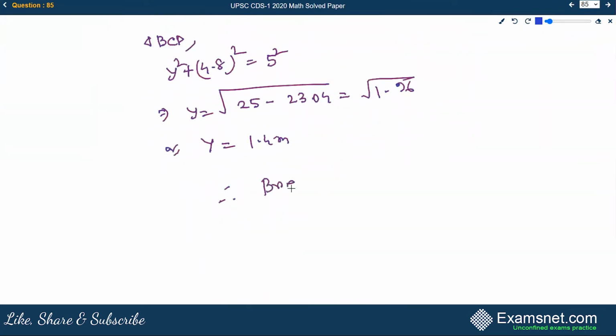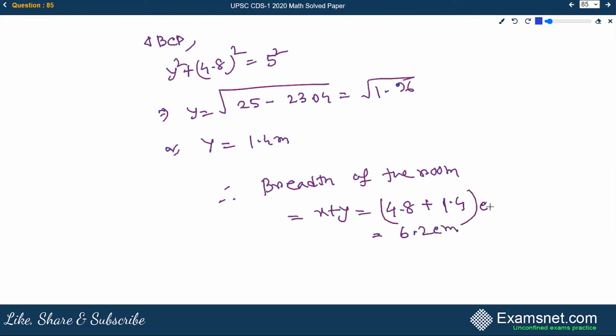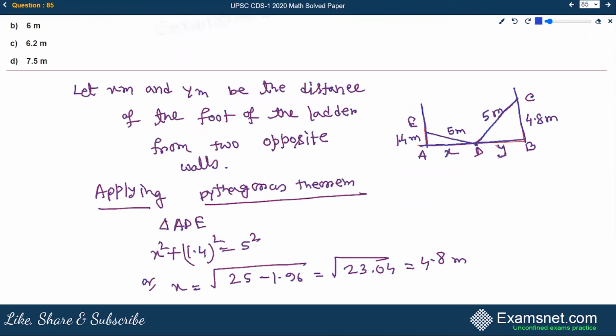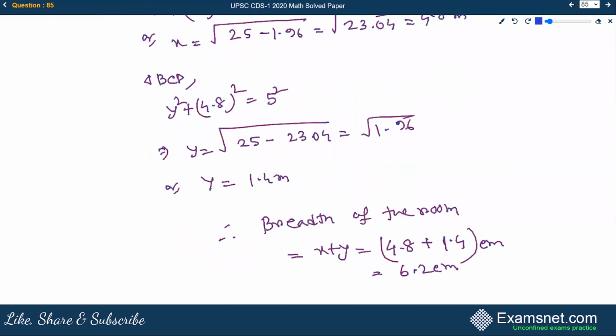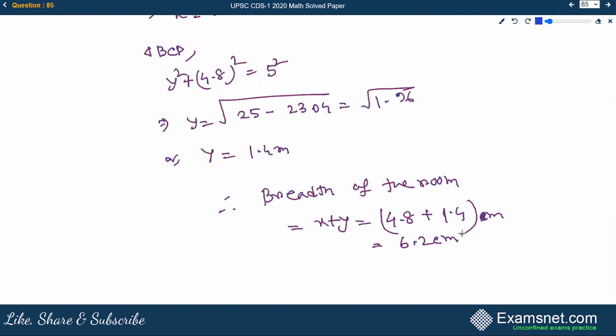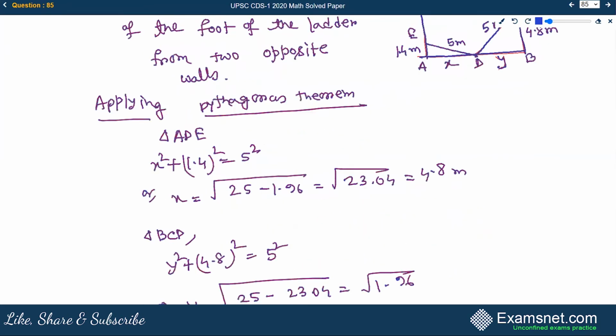So the value of y is 1.4 meter. Therefore, breadth of the room, x plus y, x is 4.8 plus 1.4, 6.2 centimeter. Here option C is the correct answer. 6.2. Okay, not centimeter, 6.2 meter. Please make the correction. This is meter, not centimeter. 6.2 meter.